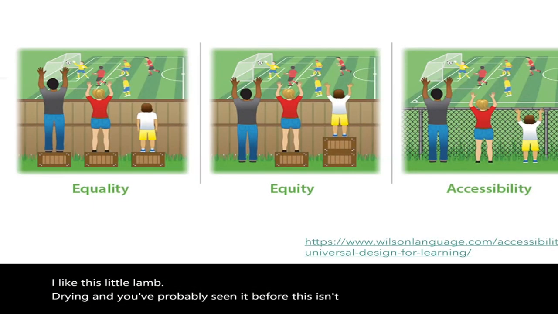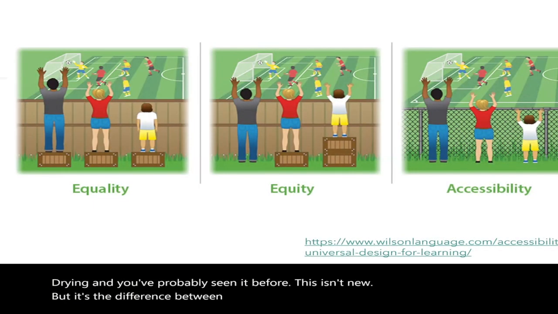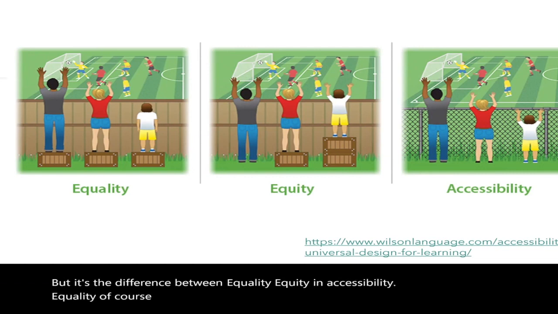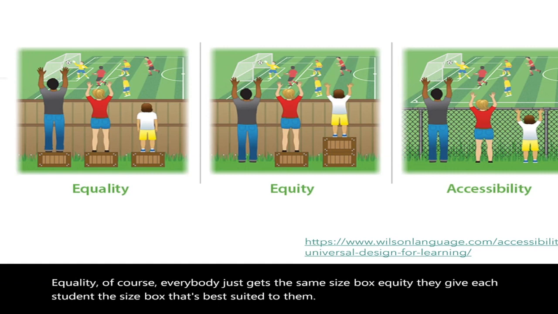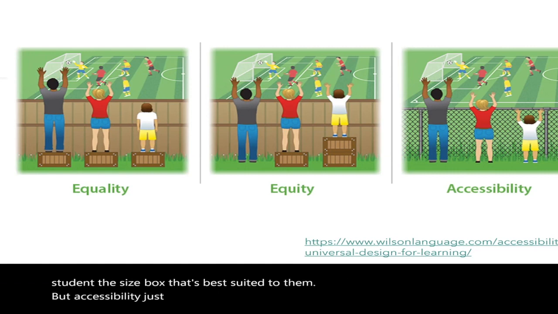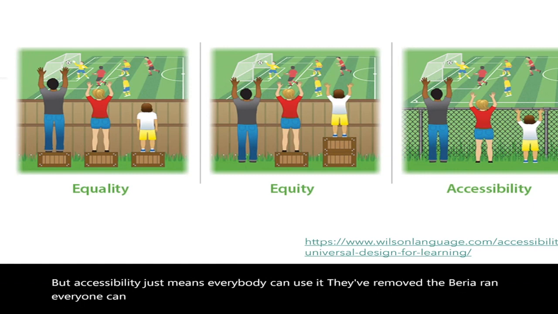But it's the difference between equality, equity, and accessibility. Equality, of course, everybody just gets the same size box. Equity, they give each student the size box that's best suited to them. But accessibility just means everybody can use it. They've removed the barrier and everyone can watch the game without having to have any accommodations.